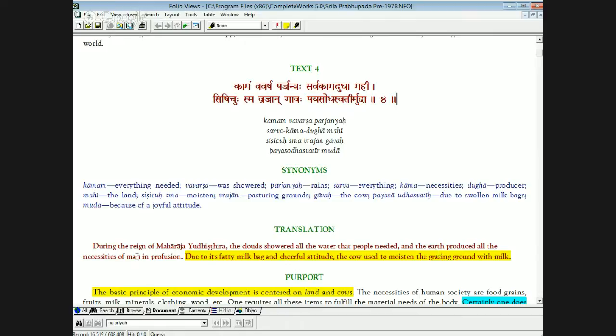During the reign of Maharaj Yudhishthira, the cloud showered all the water the people needed, and earth produced all the necessities of man in profusion. Due to his fatty milk bag and cheerful attitude, the cow used to moisten the grazing ground with milk.